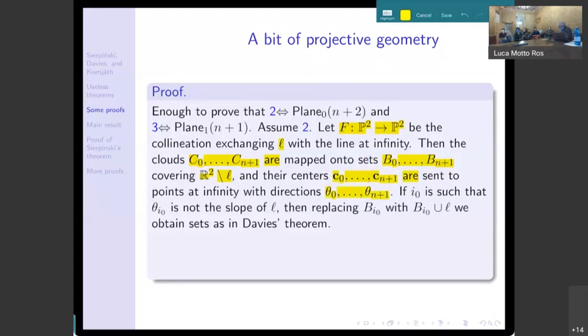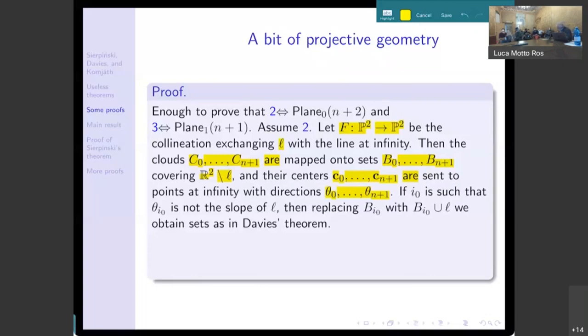Now, what's the point of looking at the clouds? It is that if I sit in the center, in each direction I look, I will just see finitely many points. Okay, C_0 is transformed into a set B_0. And so if I'm at a point at infinity, whenever I look down, I just see finitely many points of B_0. So this is just the Bagemihl-Davis theorem.